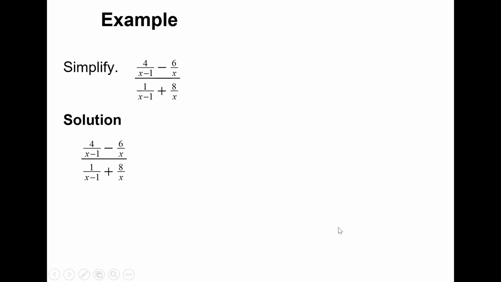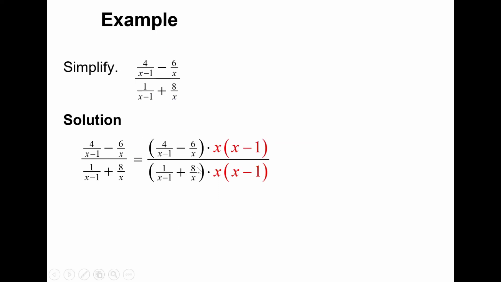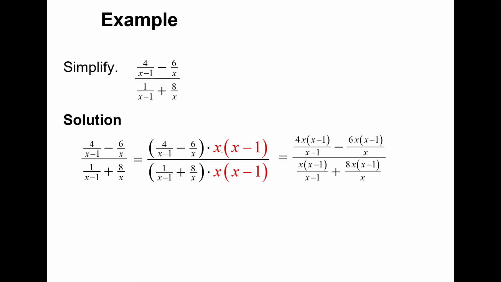What about this one? Well, here it looks like our common denominator is going to be x minus 1 times x because we have that on all of them. So what we're going to do is multiply by x times x minus 1 in the numerator and the denominator. And when we do that, what's going to happen is when we multiply this times this, guess what happens? X minus 1 cancels, we get 4x.